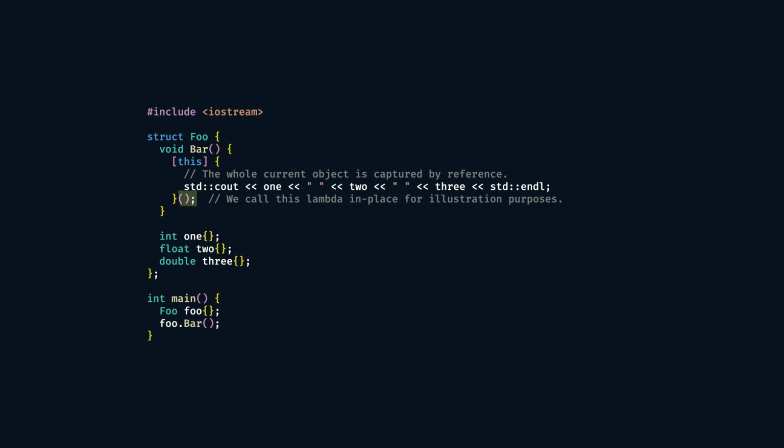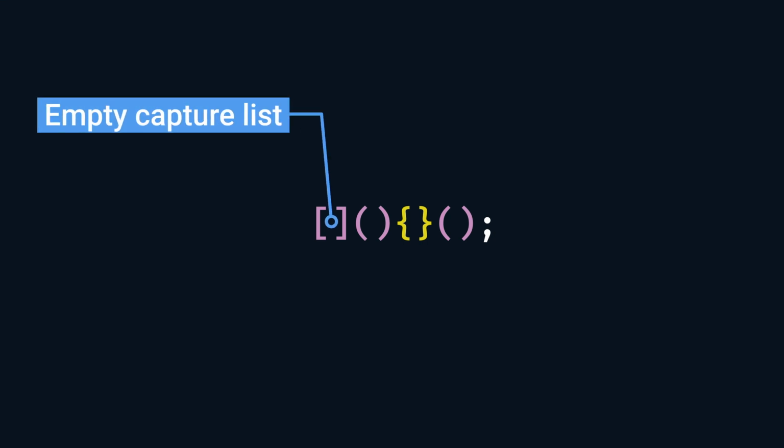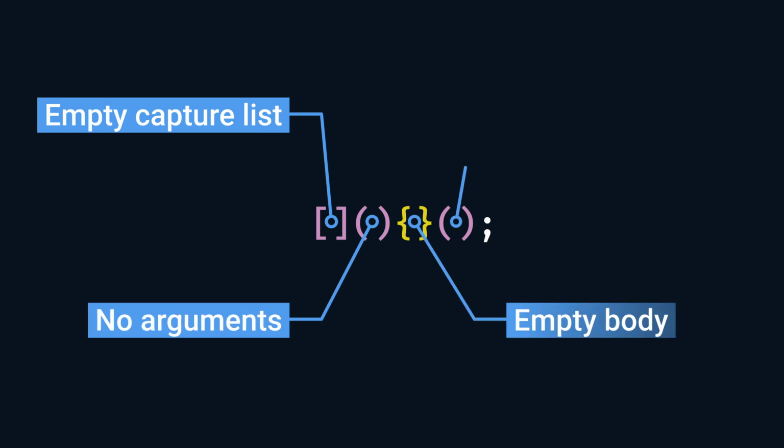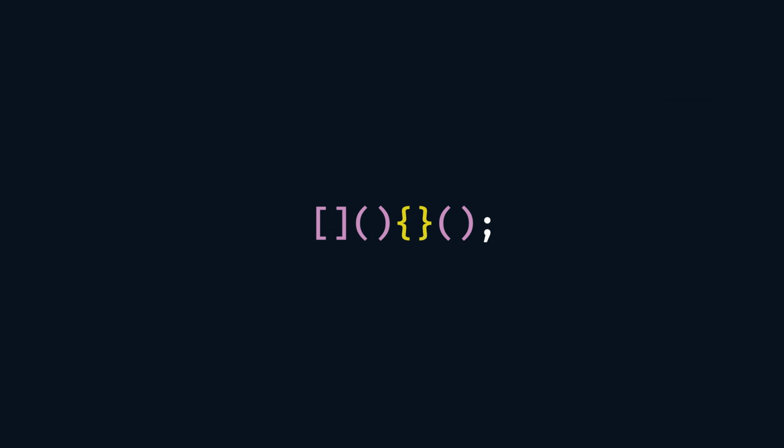And on that note, now that we've discussed most of the syntax we used for lambdas, we can see that the lambda from the start of this video is just a definition of a lambda that has an empty capture list, no arguments, empty body, which is called in place right after creation, doing nothing, of course. This lambda is totally useless, apart from the entertainment value it provides. All in all, lambdas are neat and efficient.